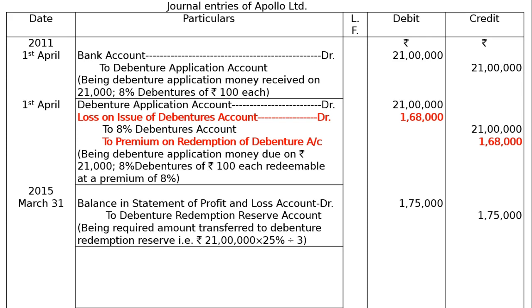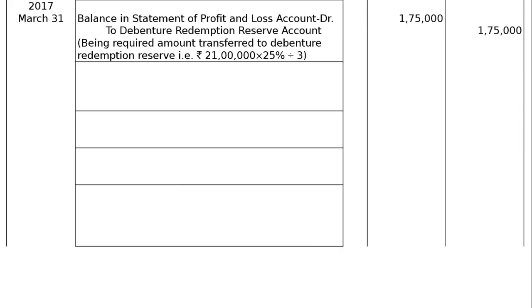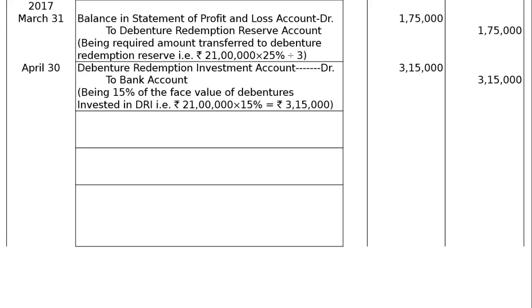This amount and this entry will be repeated for the years 2016 and 17, same amount. We have transferred in 3 installments. Then due entry, April 30, debenture redemption investment account debited to bank. We invested, being 15% of the face value of debentures invested in DRI, that is debenture redemption investment account, rupees 21 lakhs at the rate of 15%, that is rupees 3,15,000 in each column, debit and credit.